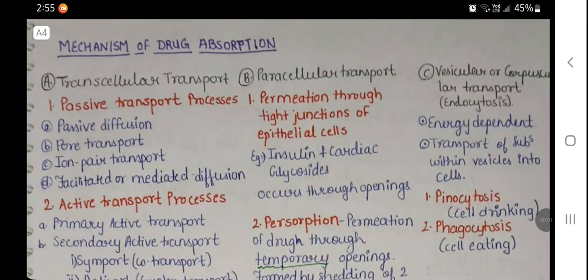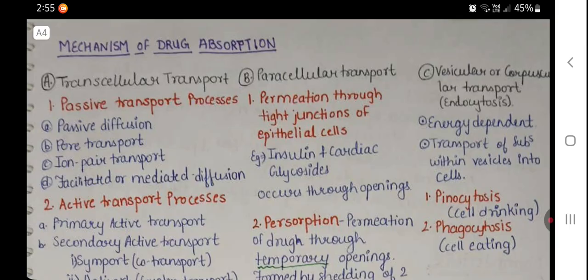Hello everyone. Today we will see about the mechanism of the drug absorption. So there are three methods for the drug absorption. Three mechanisms. First is the transcellular transport. Second is paracellular transport. Third is vascular transport.